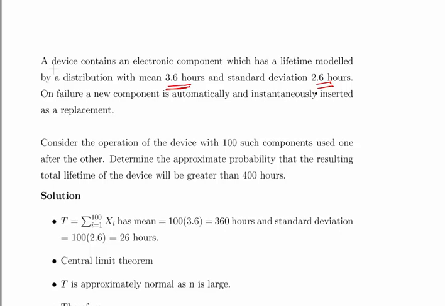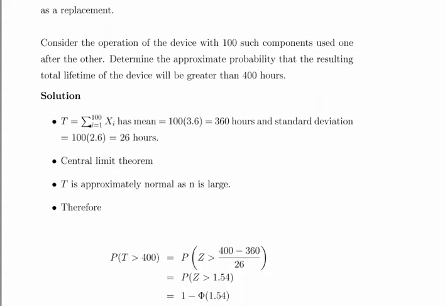Okay, so essentially we're setting up this random variable called T, which is the sum of the 100 durations for each component. So X1 is the lifetime of the first component, X2 is the lifetime of the second component, and so on. Add up all 100 of those, and we're specifying it as a random variable called T. Now, T will have a mean of 360 hours and a standard deviation of 26 hours.